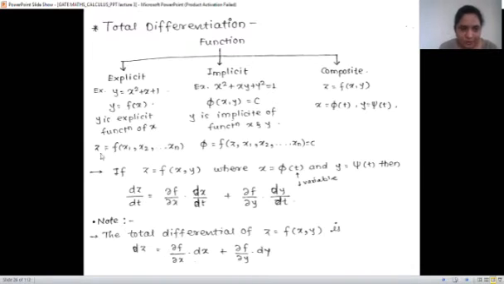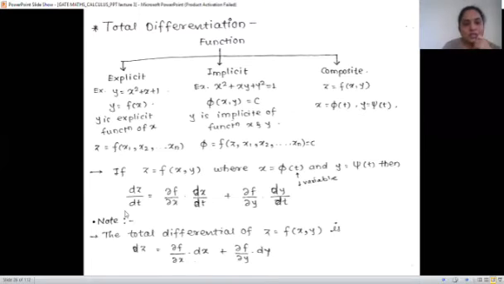So this is explicit and this is implicit. Then if z is f of xy where x is phi of t and y is psi of t, then this is a composite function. Z is a function of xy and x and y are functions of t. If we want to take the derivative of z with respect to t, there are two variables in between. We need to think for them.